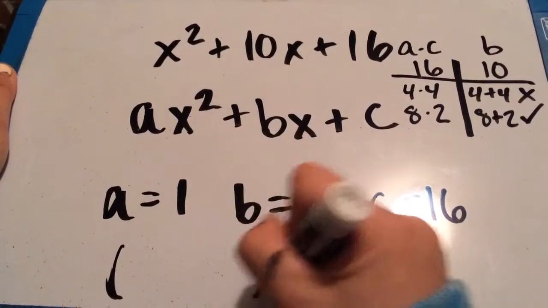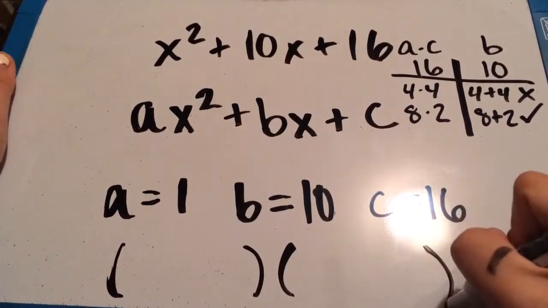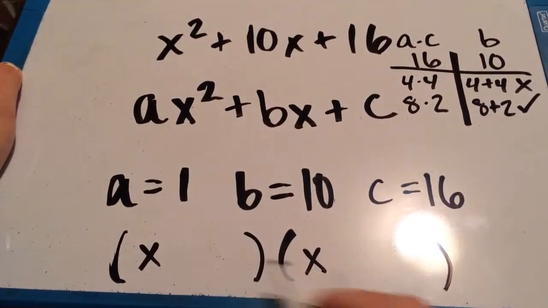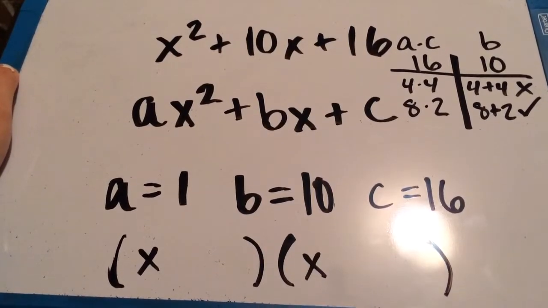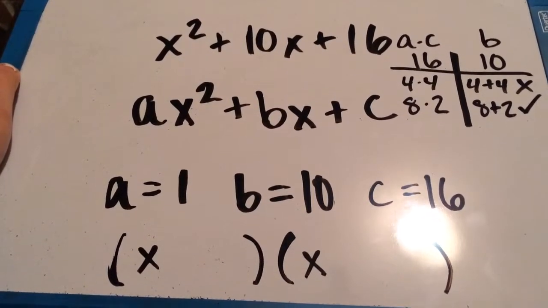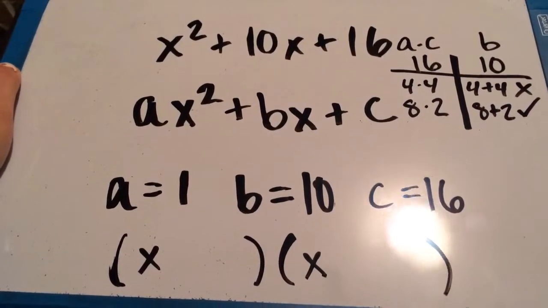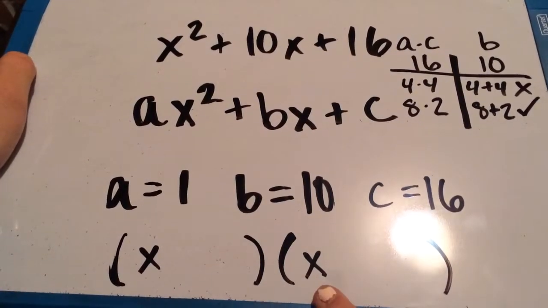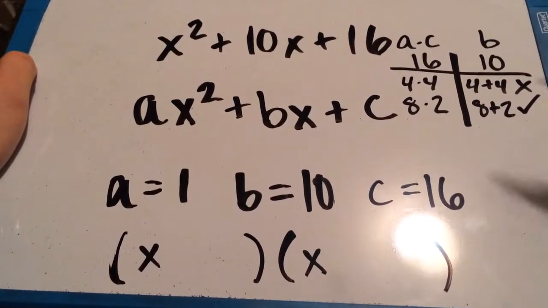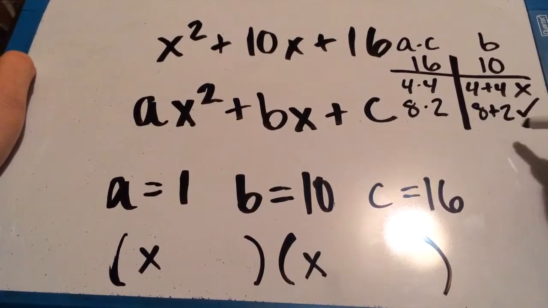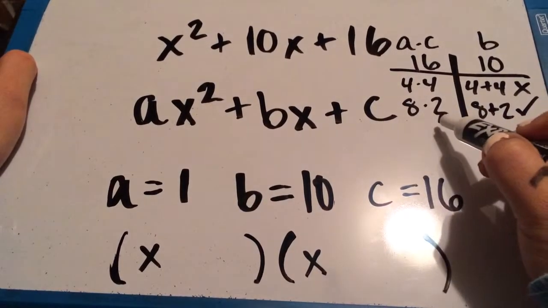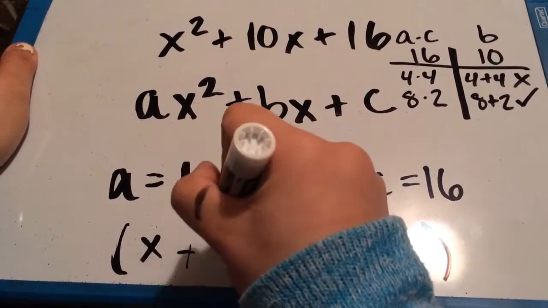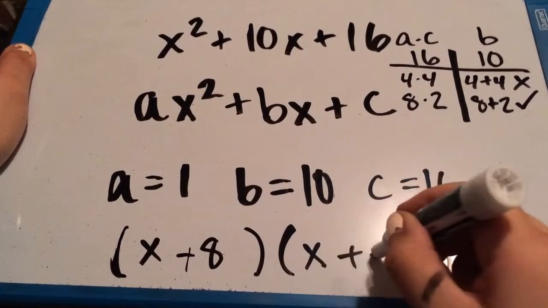So we want two binomials. We're going to have our parentheses, and the first terms are going to be x. Whenever you have a trinomial that's in standard form and the coefficient of the x squared is 1, the first two terms are always going to be x. And then the t-chart tells us what the other terms are going to be. So we have 8 and 2, and this is a positive 8 and a positive 2, so we put plus 8 and plus 2.